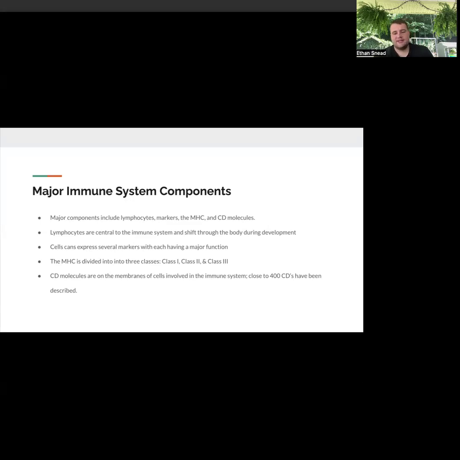And then lastly, the CD molecules are molecules that are involved in a variety of immune responses, and close to 400 CD molecules have been described. And B cell receptors pair up with the CD molecules and they bind to these antigens.